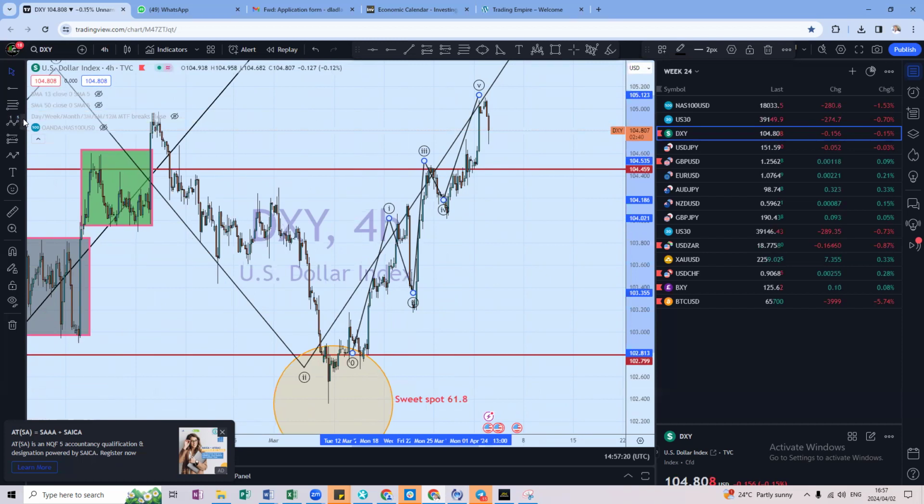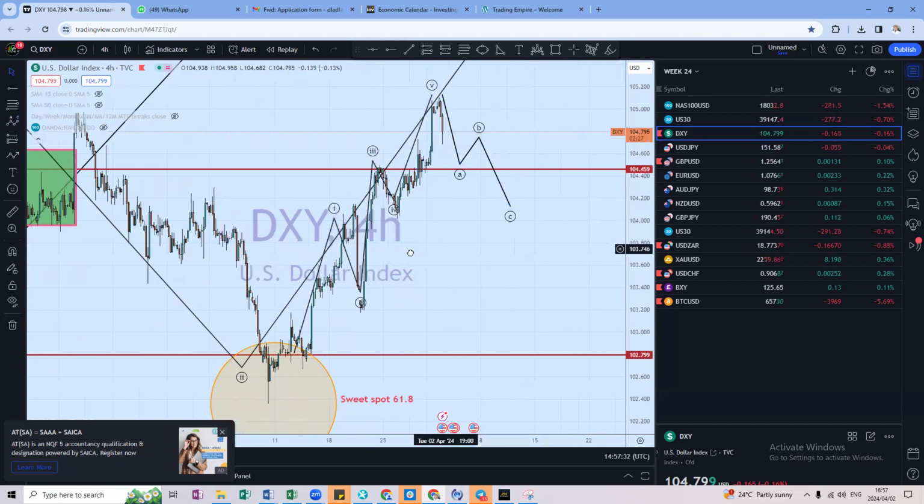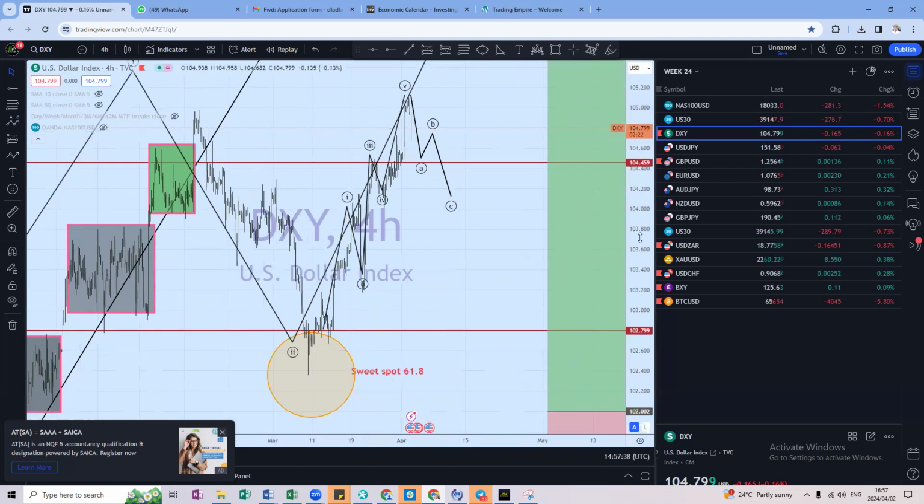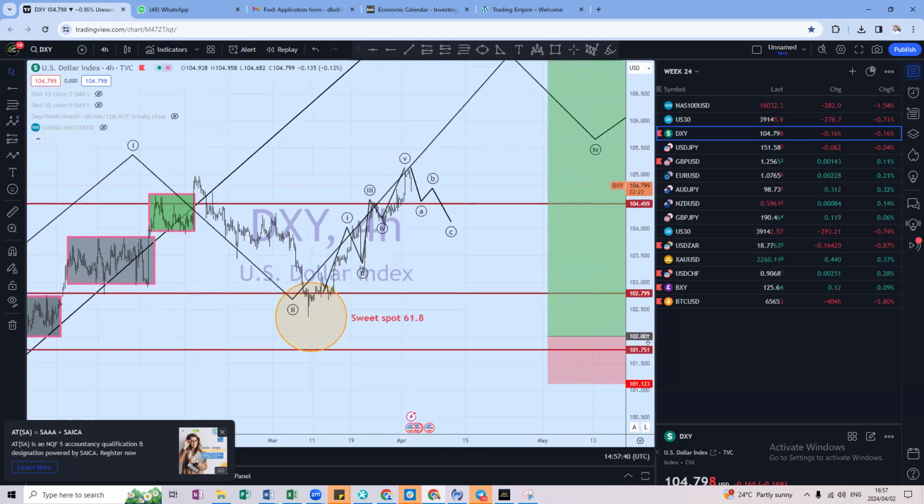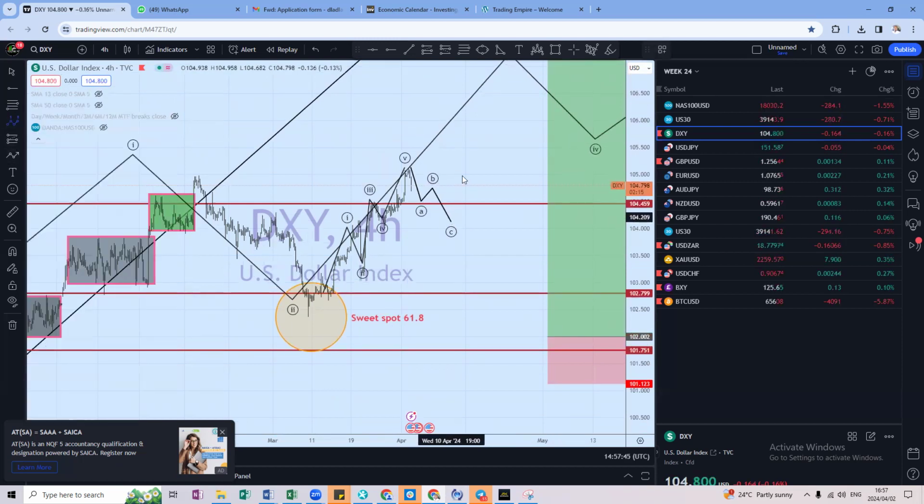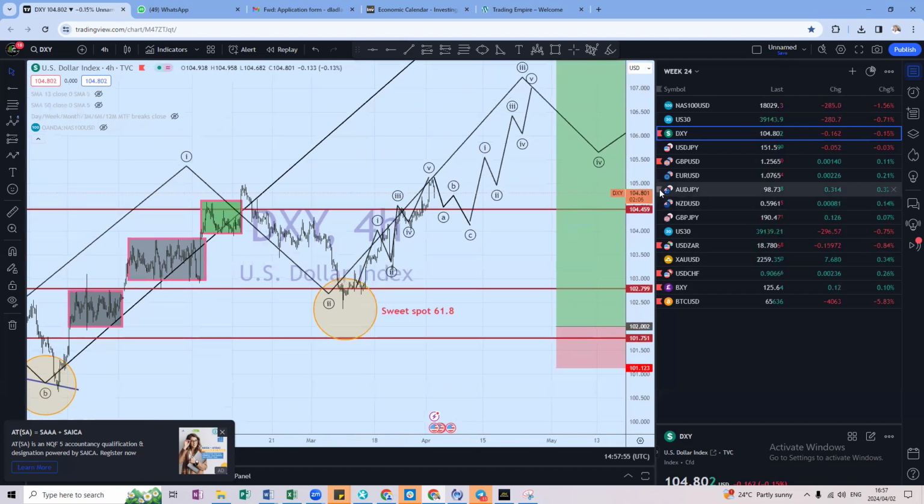So now I'm expecting a pullback, right? An ABC pullback. So something like that to occur, right? And then after that, we continue to the upside. After that, then I'm expecting a 5 wave move to the upside, right? So I'm expecting 1, 2, 3, 4, 5 to hit the top, right? So this is what I'm expecting.